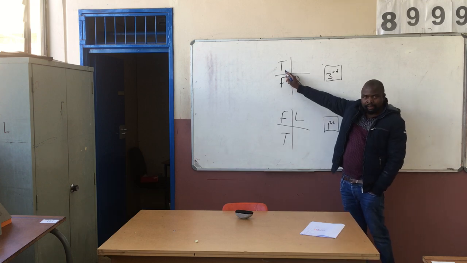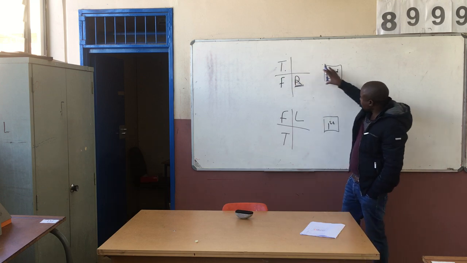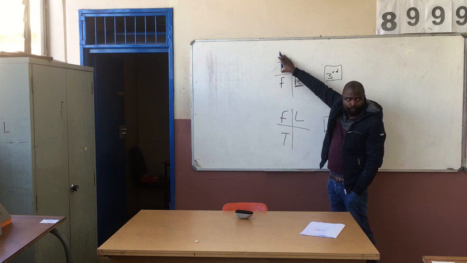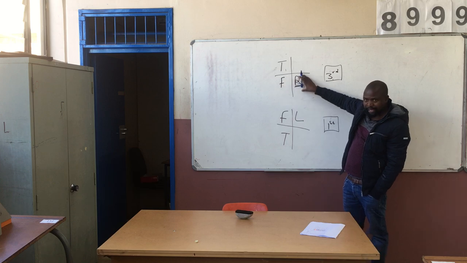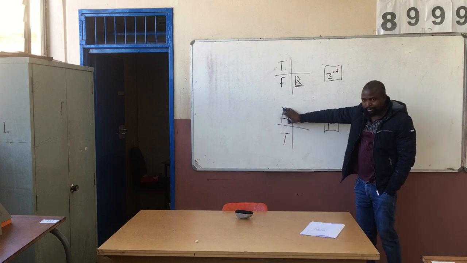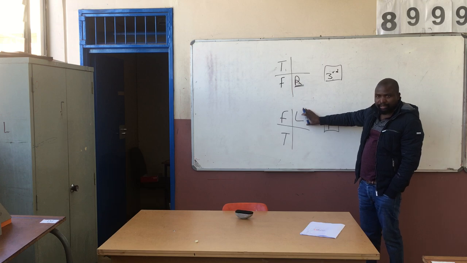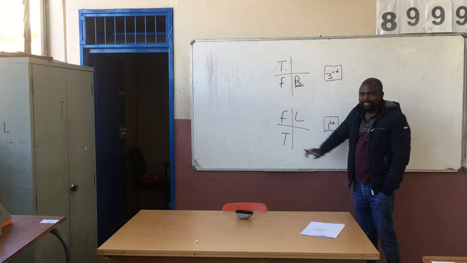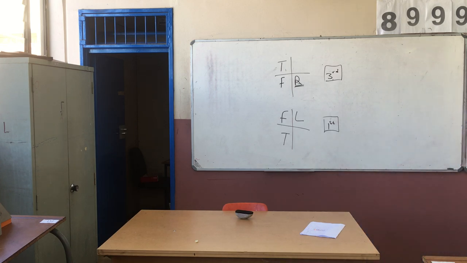So this T stands for top view, meaning in this position here, under third angle, you must put top view. Here, it must be front. Here, it must be right. So under first angle, this one must be front in this position. This one must be left. And this one must be top.